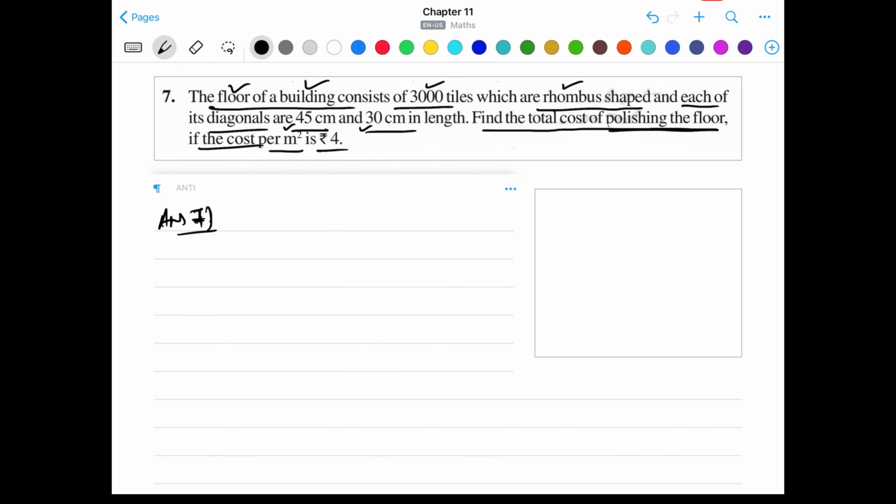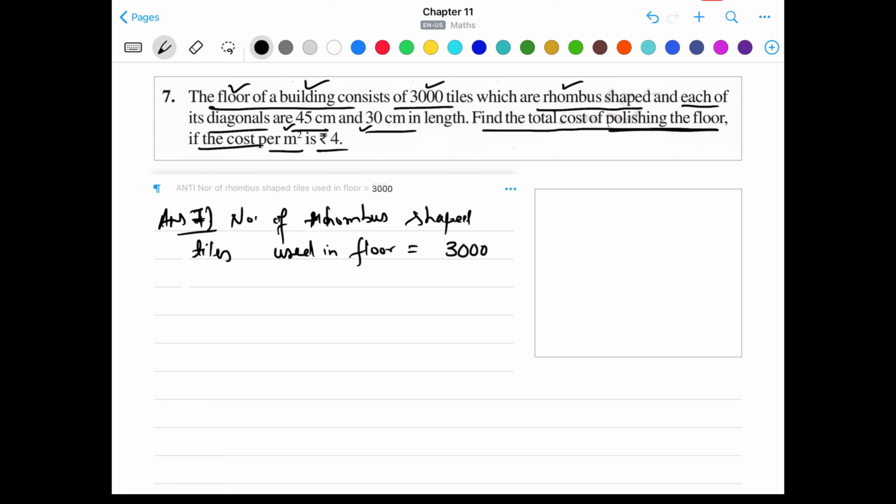Okay, so what is given to us is there is a floor which is made up of 3000 tiles. So let's write: number of rhombus shaped tiles used in floor is equal to 3000. So the number of rhombus shaped tiles used is 3000, and the measurement of each rhombus is given.